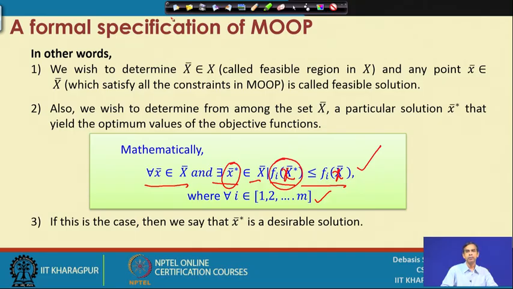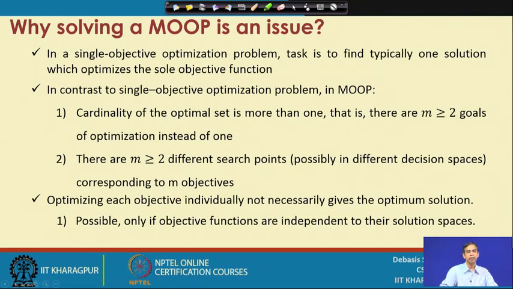That means, we have to search the design space for which values x will be a feasible solution, and from all the feasible solutions we have to search for a value which will give us a desirable solution. So, this is the concept in multi objective optimization problem solving. Now we will discuss a few things that are involved.